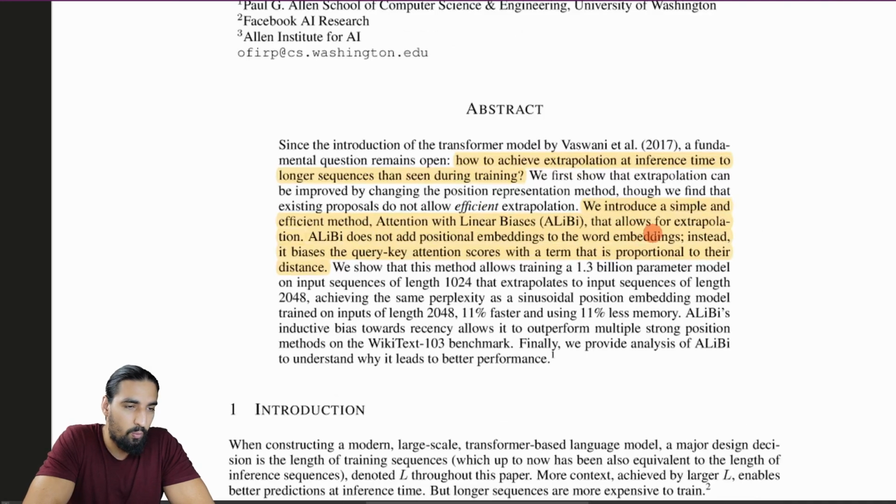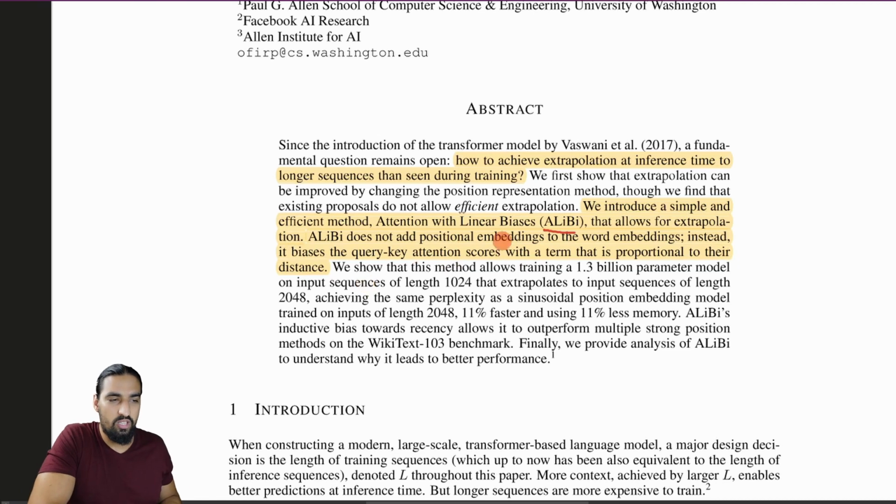They say that they introduce a simple and efficient method, attention with linear biases, or ALiBi for short, that allows for extrapolation. ALiBi does not add positional embeddings to the word embeddings. Instead, it biases the query-key attention scores with a term that is proportional to their distance. And I'm going to break down this sentence in a couple of minutes.